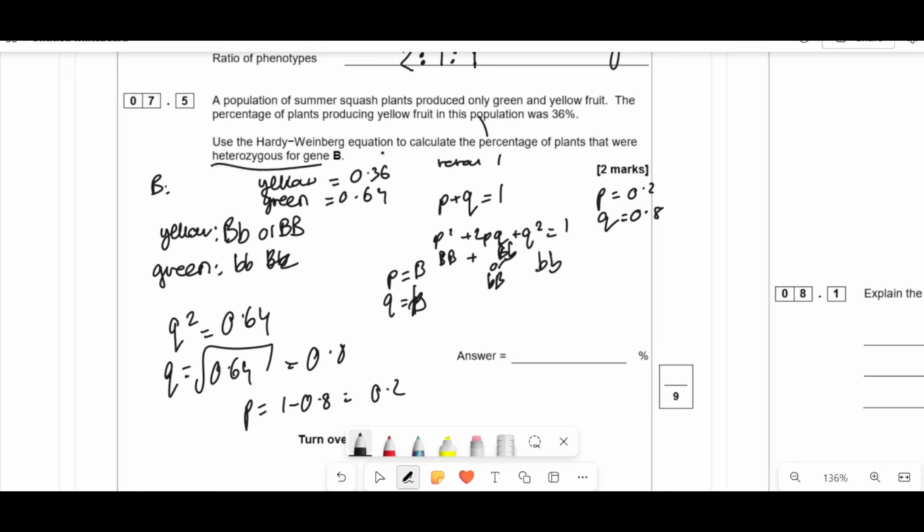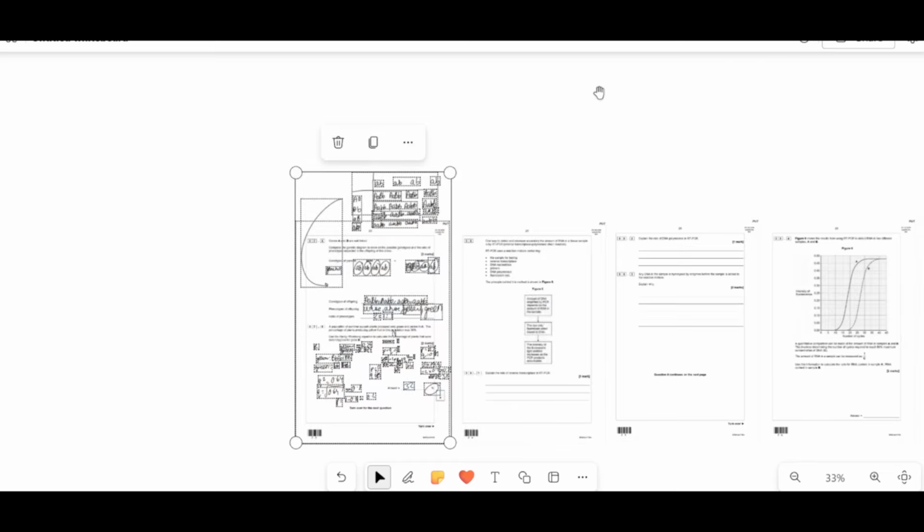They're asking us for the heterozygous one, so we're looking for 2PQ. So 2 times P times Q is going to be 2 times 0.2 times 0.8, which is 0.32, but we're not done because they want a percentage, so that's going to be 32%. There you go. God, why is deleting stuff so annoying in this?